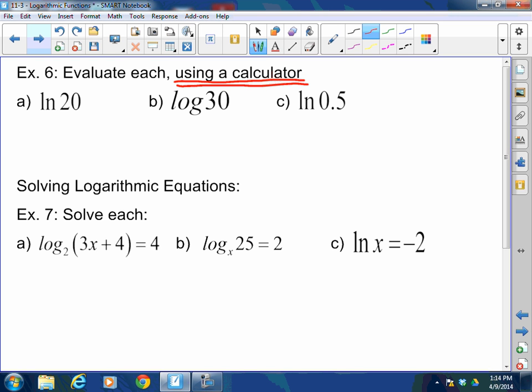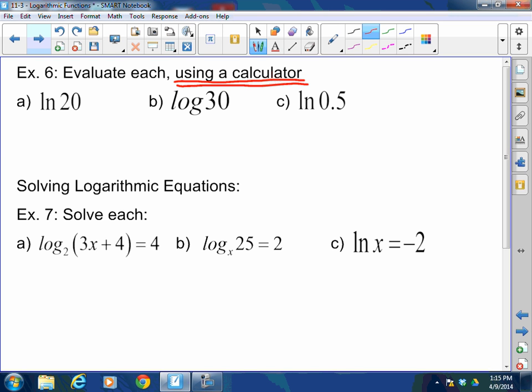Okay, let me explain. As long as you have an ln or a log, you can use the calculator. Remember, ln is log base e. That's why they call it ln. It's a natural log. Log by itself is log base 10. That's called a common log. Okay?